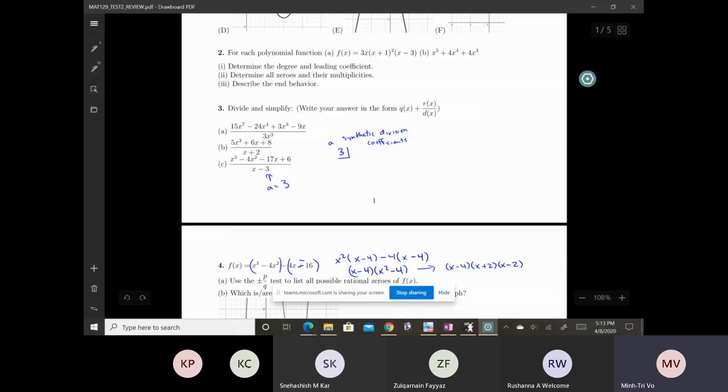Okay, so what are the coefficients? The first one would be 1, right? The next one would be negative 4. Negative 17 is positive 17, and then positive 6. Okay, so you write out the coefficients one by one.